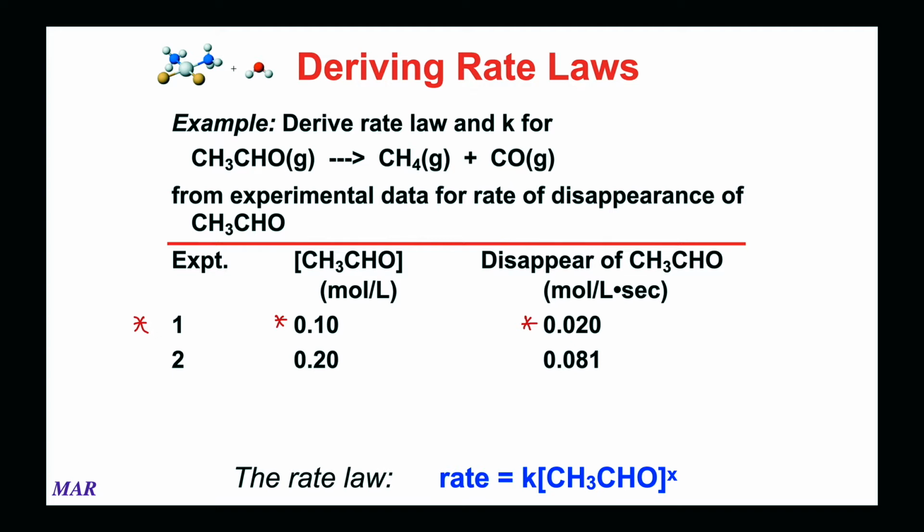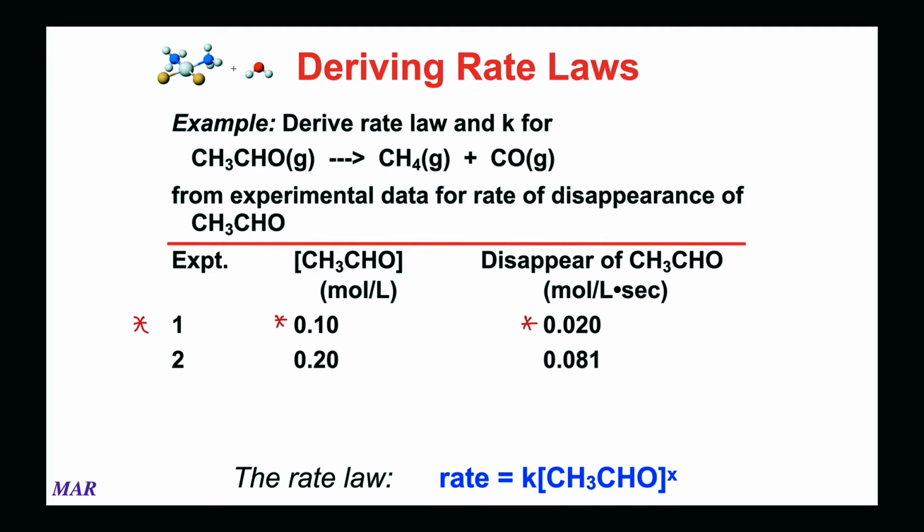Now, look at the difference in the rates on the right side. 0.081 is quite a bit different than 0.020. If ethanal would have been a first-order reactant, then we would have gone from 0.020 to 0.040. Doubling in a first order makes a doubling of the reaction rate. And if the ethanal would have been a zero-order reactant, then doubling ethanal, we would have still had a number for the disappearance, which was about 0.020. Wouldn't have changed at all.